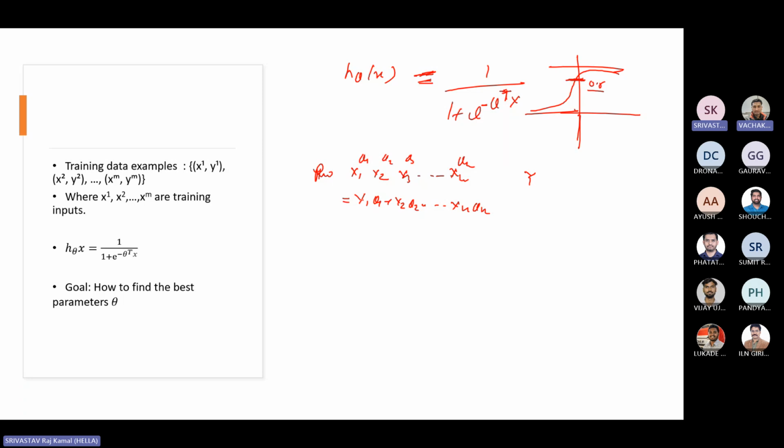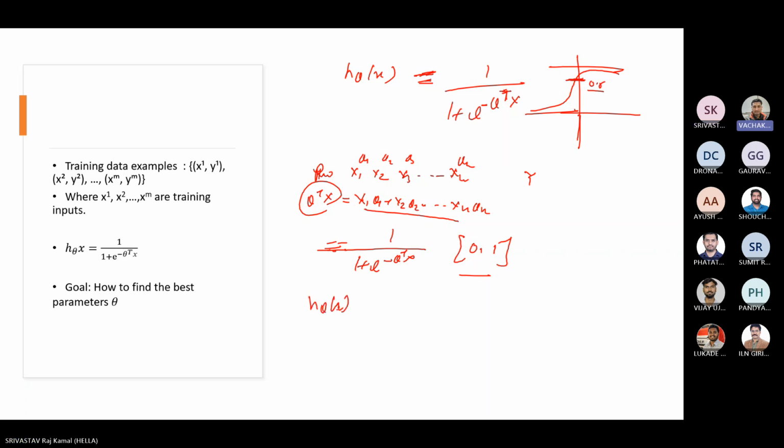Let's call this term theta transpose x. Whatever number comes up, you put it into 1 plus e raised to the power minus this term, whole number. This will give you a sigmoid value in the range of 0 to 1. So this is what we get after passing through the sigmoid function. And now you're going to do this for all the rows.